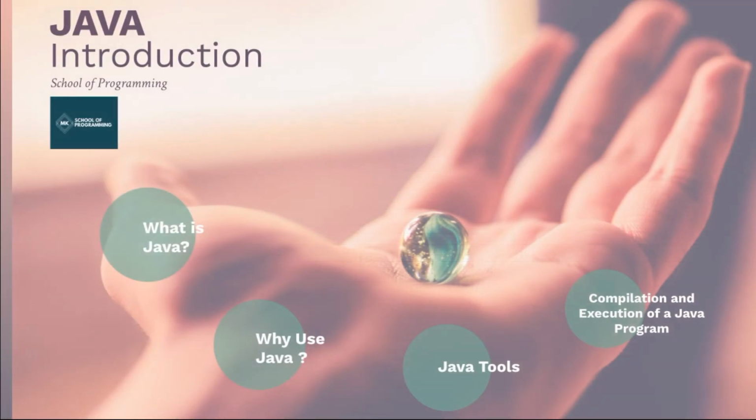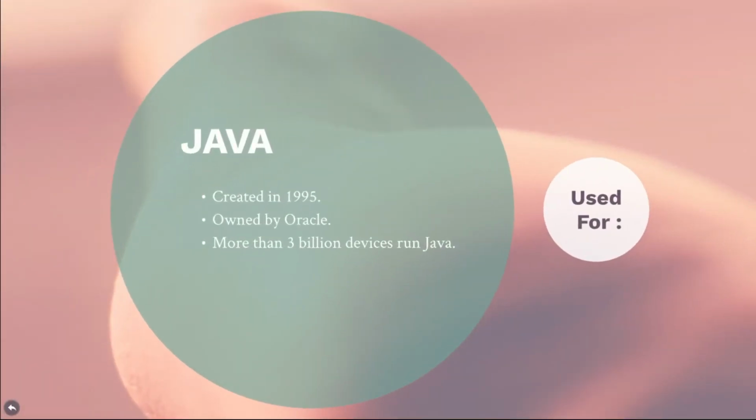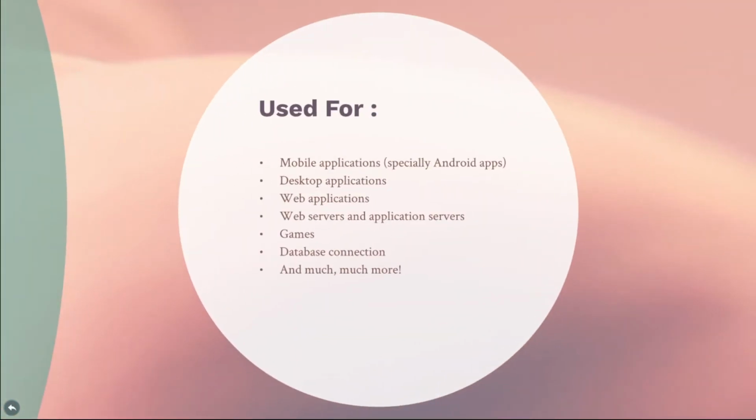So we're gonna start our course by Java introduction. First, what is Java? Java is a programming language created in 1995, owned by Oracle, and runs 3 billion devices. We use Java in plenty of things, such as mobile applications, desktop applications, web applications, games, and much more.